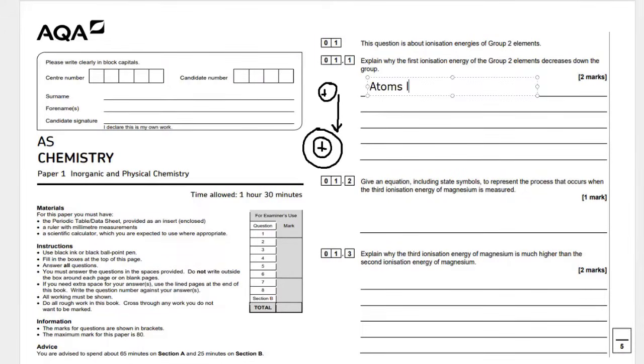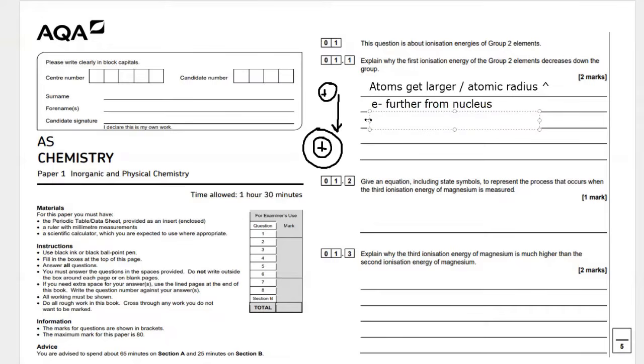Essentially, the first point is atoms get larger, or you can say atomic radius increases. Now I'm going to use a little upwards arrow for increase, something you can do in your notes as long as you don't write it in your actual exams. What does this mean? This means that the electrons are further away from the nucleus. I use e- as my symbol for electrons when doing notes, just to save some time. So electrons further from nucleus.